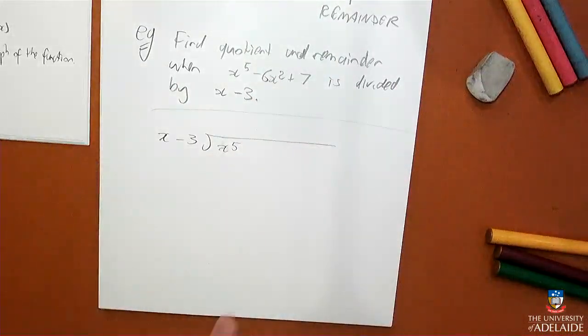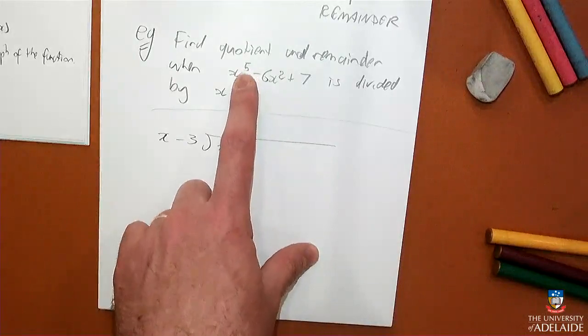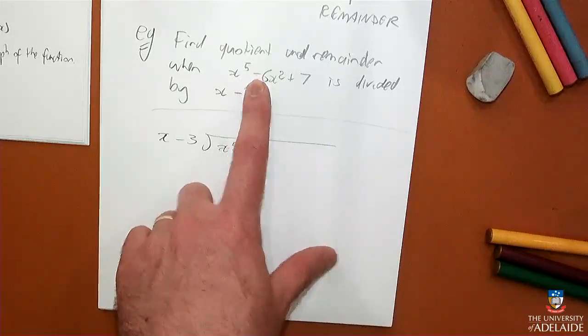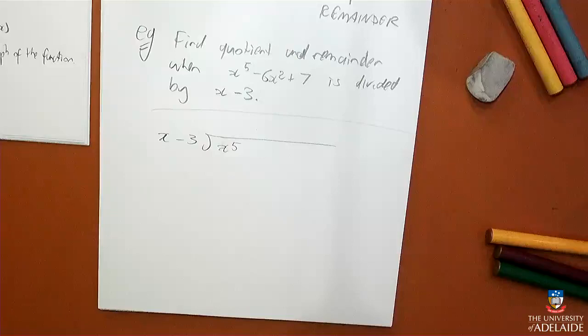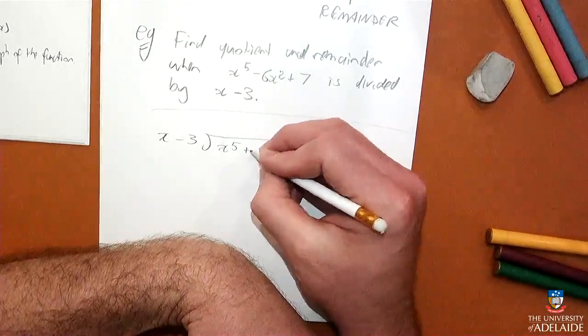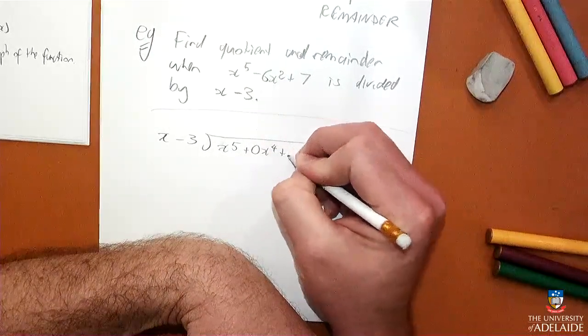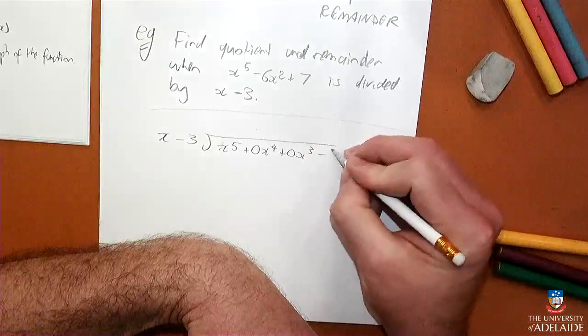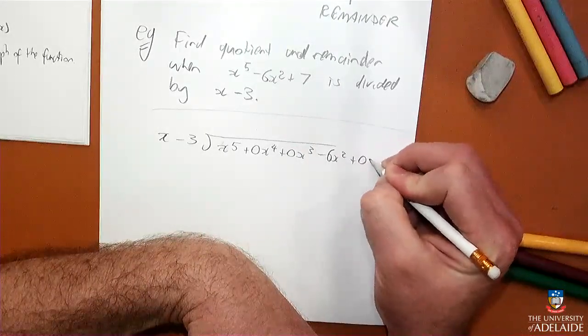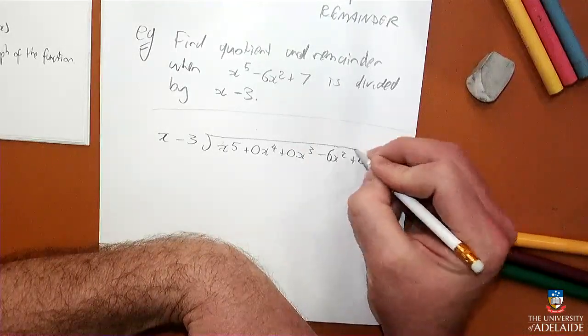Now, I notice that this has got an x to the 5, but doesn't have an x to the 4 or an x to the 3, and it doesn't have an x. It's going to be easier on me if I make a bit of space, because I'm going to need to fit them all in eventually. So I don't have any x to the 4s, and I don't have any x to the 3s, and I don't have any x's. Okay.